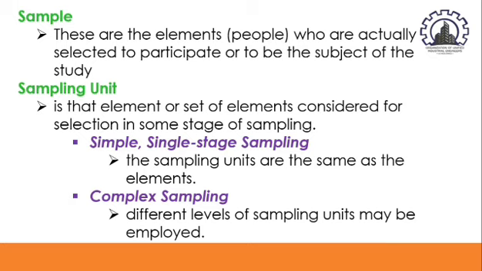And if we say sampling unit, a sampling unit is that element or set of elements considered for selection in some stage of sampling. So in a simple single stage sampling, the sampling units are the same as the elements, okay? However, in a more complex sampling, different levels of sampling units may be employed. For example, you may select a sample of census blocks in a city, then select a sample of adults, of which only the last of these are the elements.